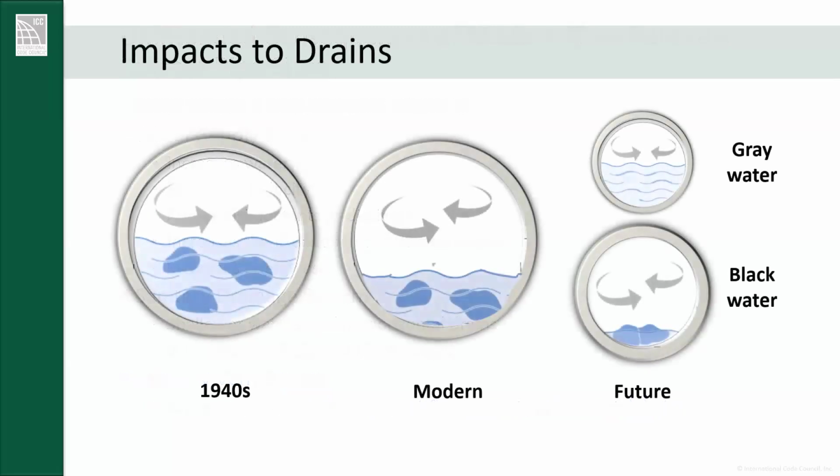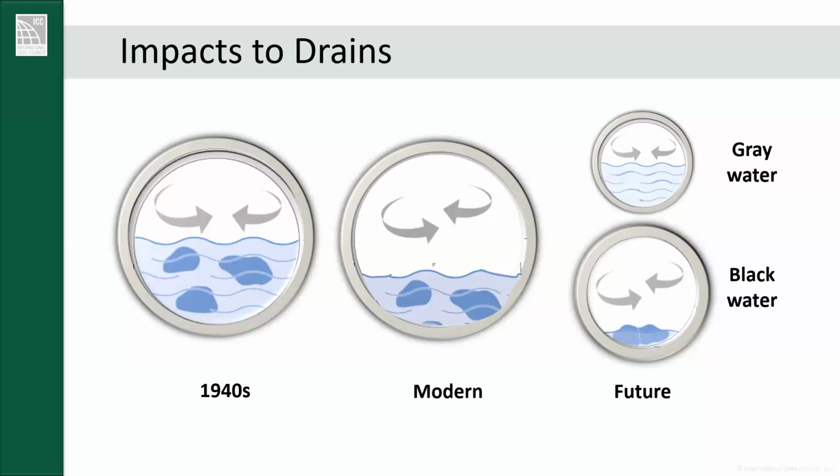All right, this picture is a fun little graphic. We'll keep it PG and call it the boats in the canal here. But this is a cross section of your drain pipes at different stages. The picture on the far left shows that in the 1940s, the drain pipe was about half full of water, as well as some solid waste going down there.